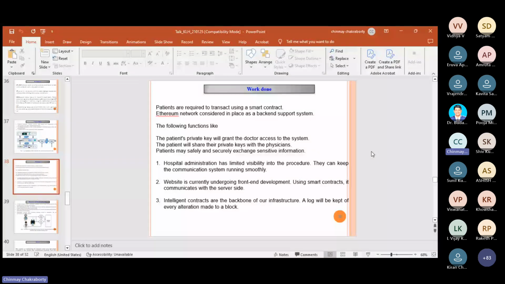So that's why the patient, doctor, and service provider, all sectors have their own key, but the patient private key will grant the doctor access to the systems. Number one. Number two, patients will share their private keys with the physicians, and patients may safely and securely exchange sensitive information. Sensitive means your vital patient information.